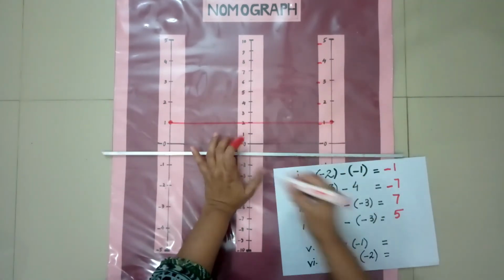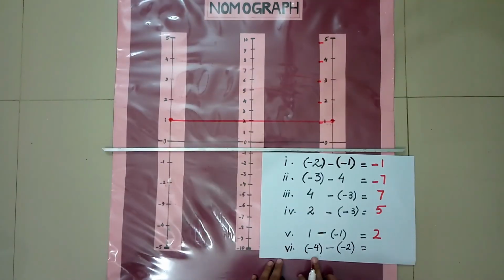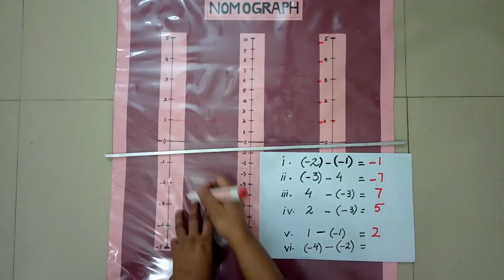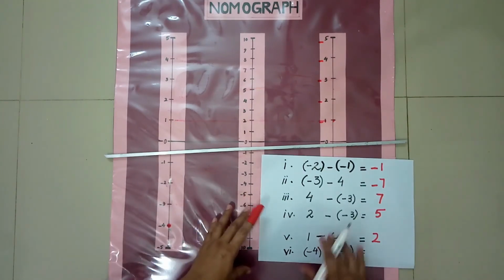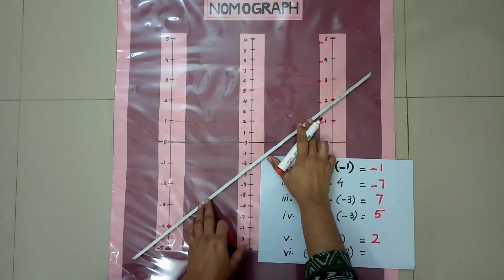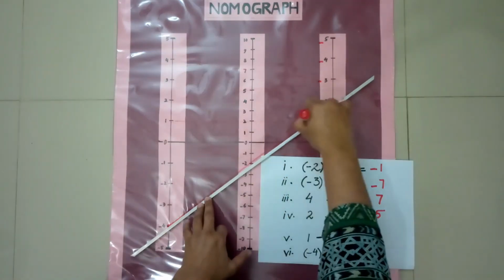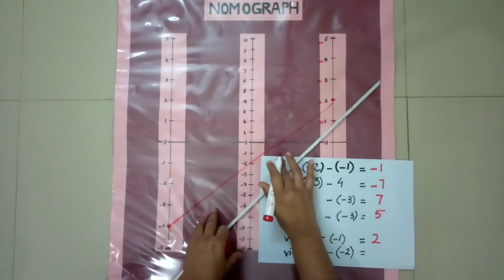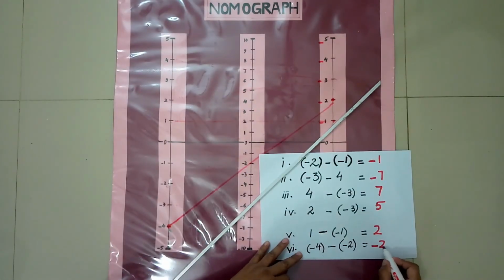This is +2. Now this is -4 minus -2. Over here, this is -4 and -2. Where is -2? This is here, -2. I will join these 2 points to get our answer and our answer is -2. That's it.